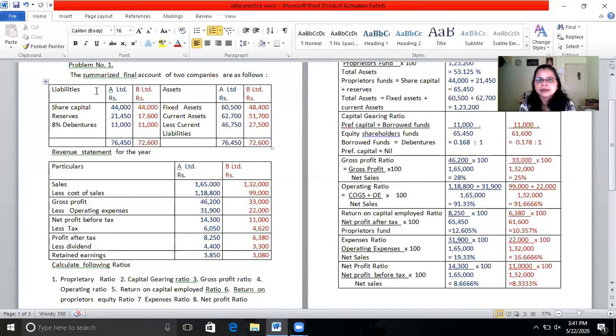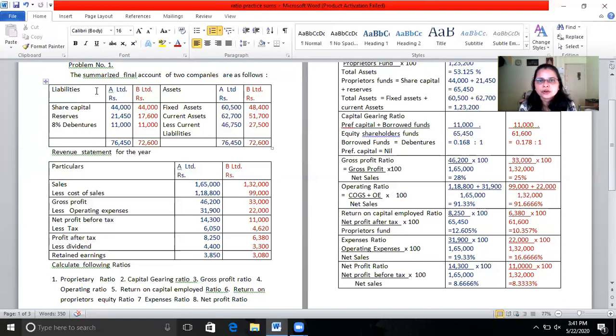Similarly, for B Limited, there is also no preference share capital. So our borrowed funds, debentures, equal 11,000 divided by our shareholder funds, that is, we have already calculated earlier 61,600, and our answer will be 0.178 is to 1. Now, next ratio they have asked is gross profit ratio.